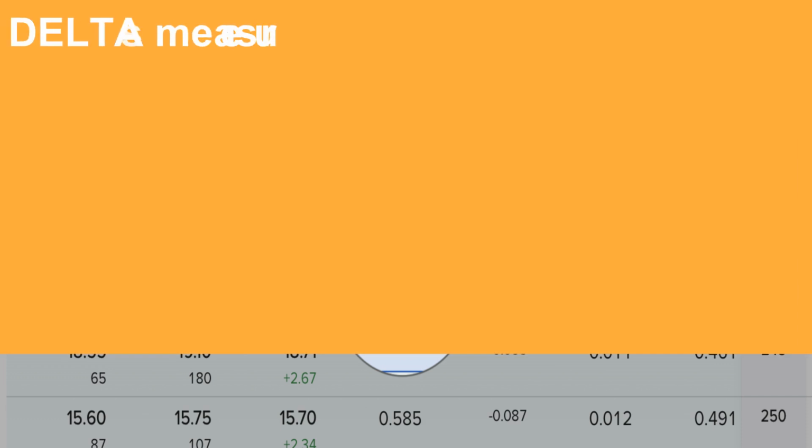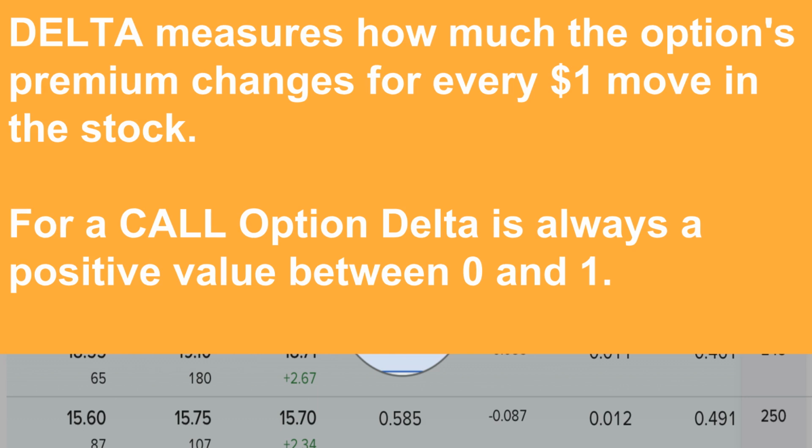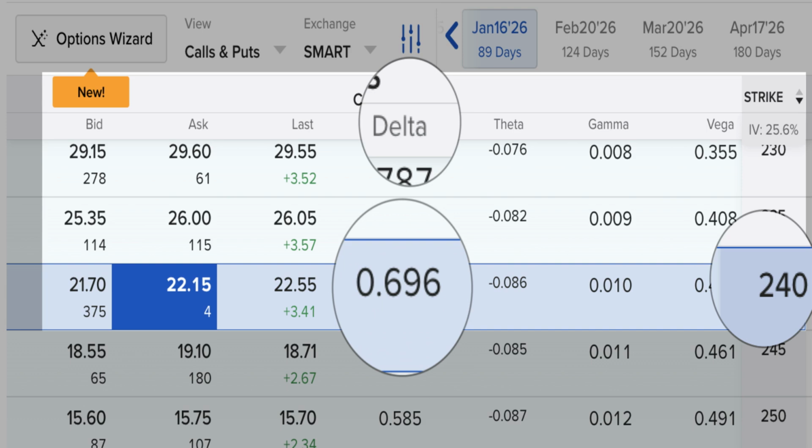Let's get started. Delta measures how much the option's premium changes for a $1 move in the stock. For a long call, delta is always positive and has a value from 0 to 1. So in our Apple 240 call example, you can see that the delta is 0.696. This means that the value of the Apple option gains 0.696 when the stock price rises by $1. And similarly, it would fall by 0.696 when the value of Apple falls by $1.